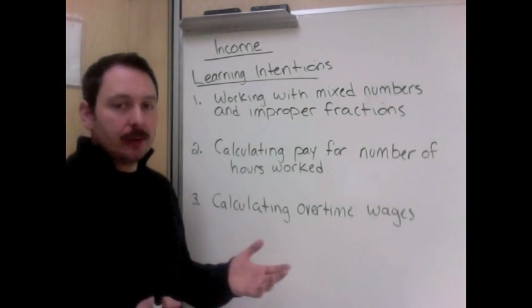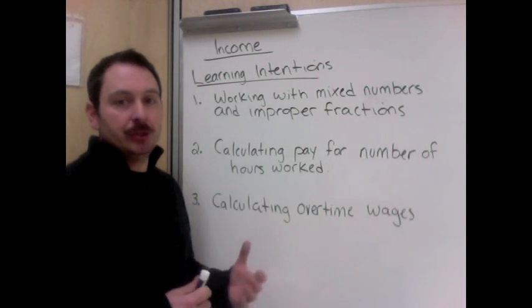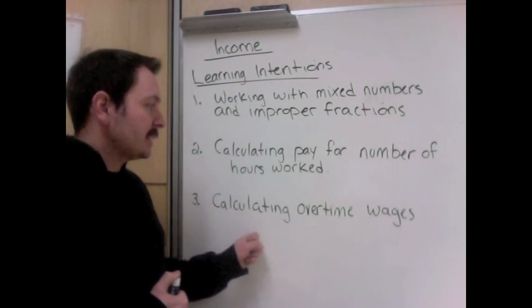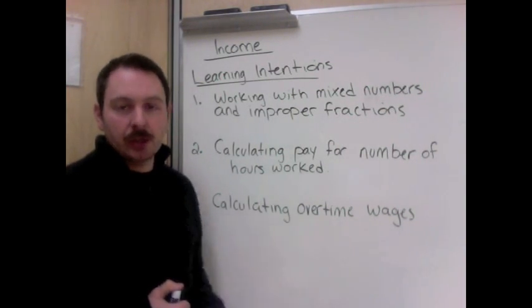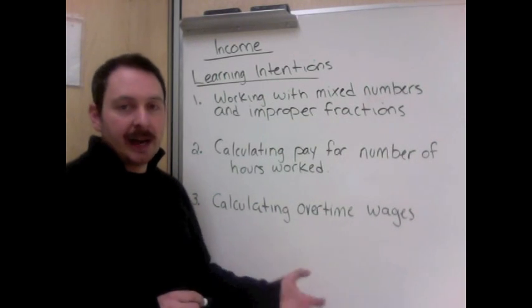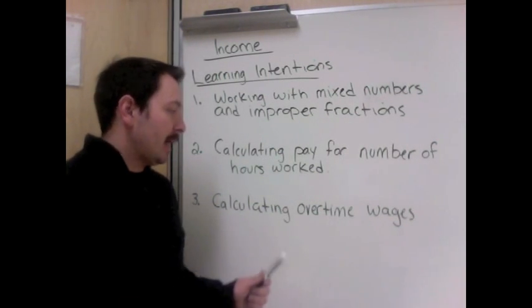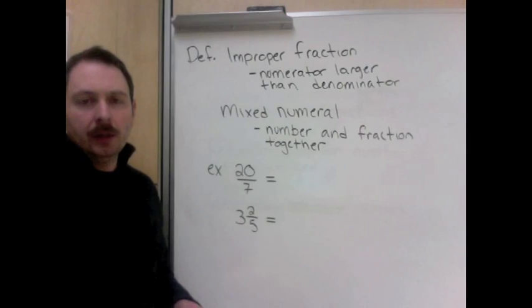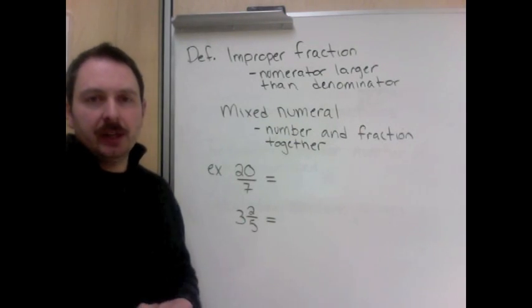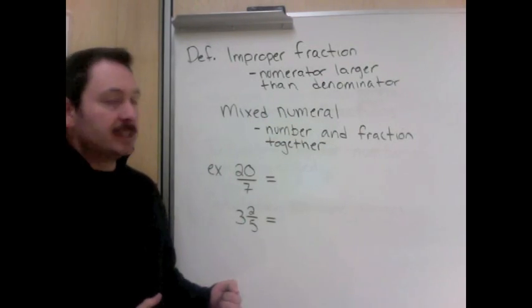So you work 6 hours, you get paid $12.50 an hour. How much did you get paid for the day? And last, calculating overtime wages. So if you get paid a little more for working over 8 hours or working on a Saturday, how much do you earn? Our first learning intention today included working with improper fractions and mixed numerals.